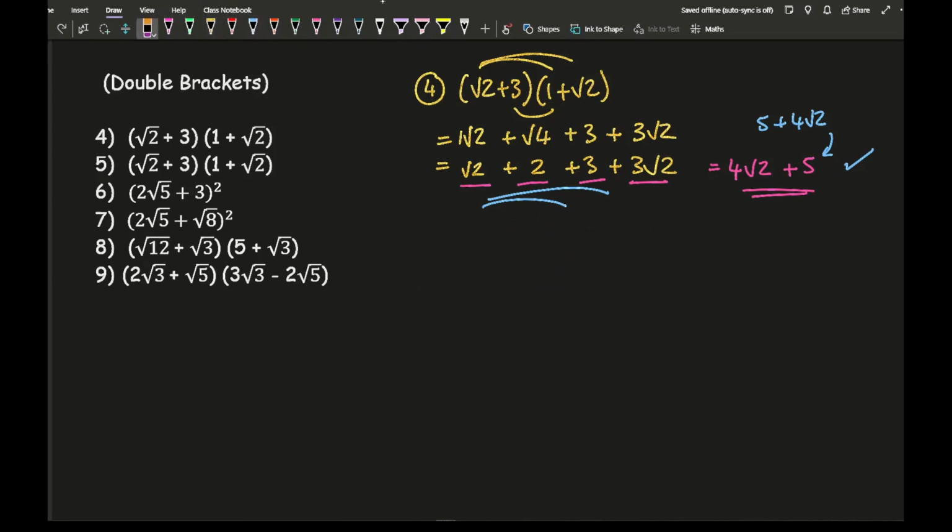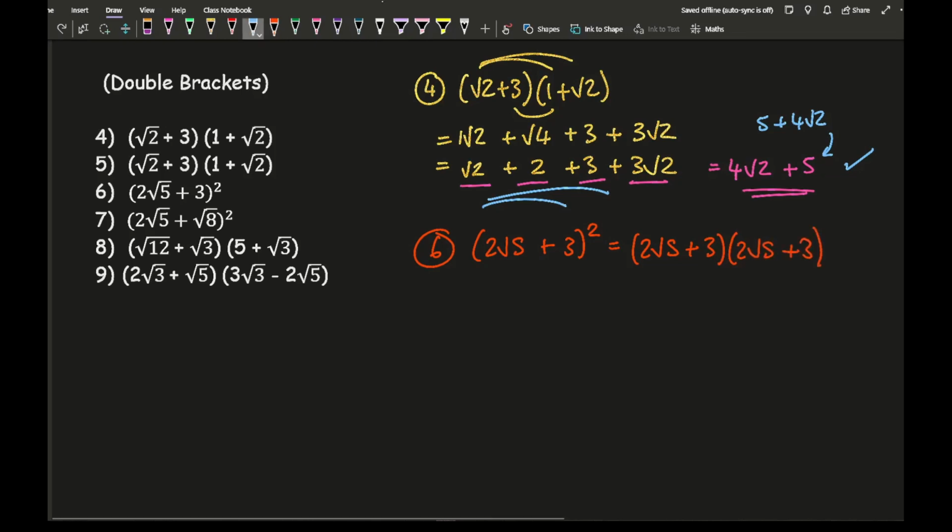And moving on to question 6, we've got a power, so we've got root 2 root 5 plus 3 squared. Now the key thing to remember is that it is still a double bracket question. So even though you can't see the double bracket, I would always recommend you write out the double bracket. Then I just have to expand the loop. So 2 times 2 is 4. Root 5 times root 5 is root 25. Plus 6 root 5, and then plus 6 root 5 plus 9.